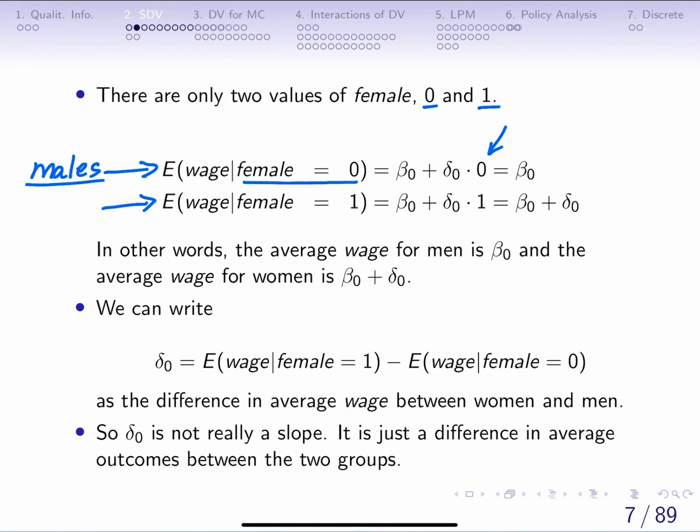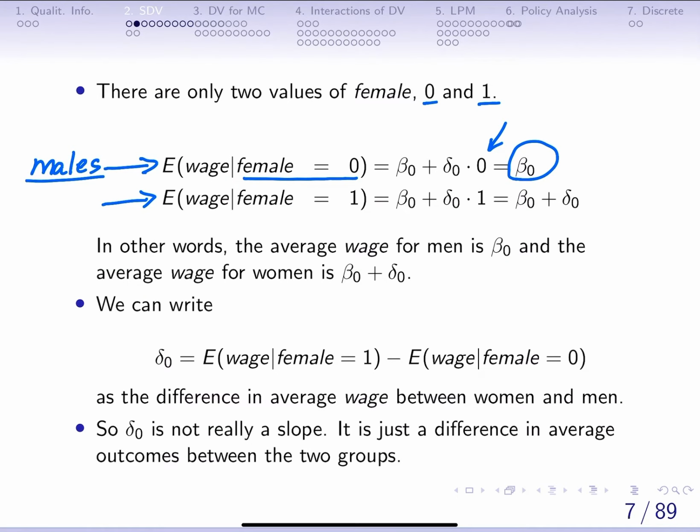Okay, so when we do that, we get beta naught. So we're basically saying the average wage for men is beta naught, but then for the female case, when we plug in the value of 1 for female in that expression, we get beta naught plus delta naught. So we're basically saying that the average wage for women is beta naught plus delta naught.